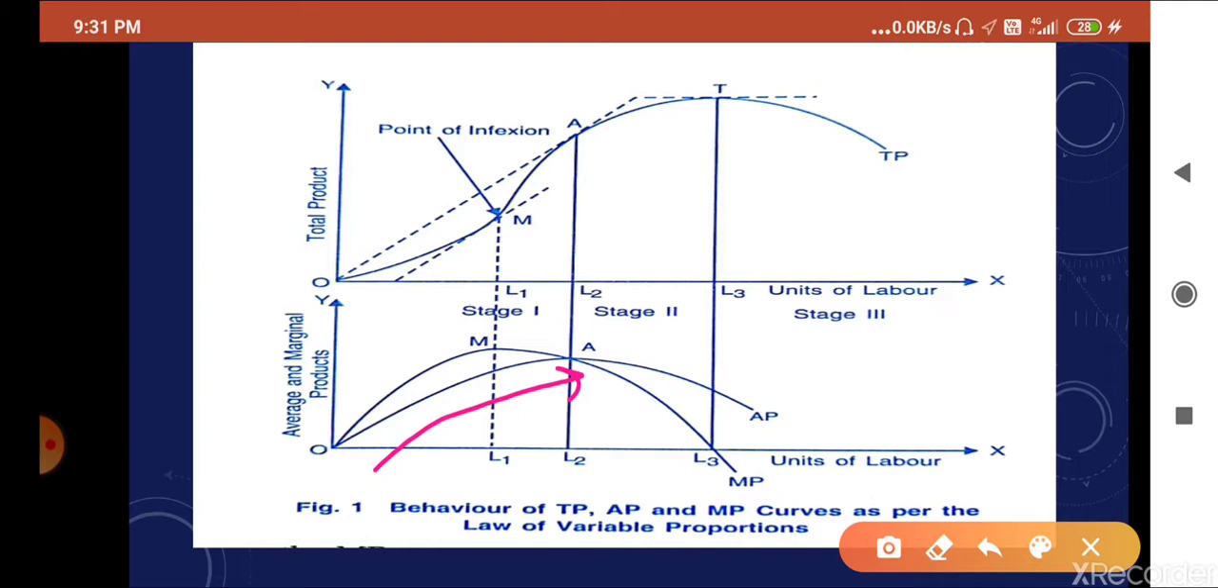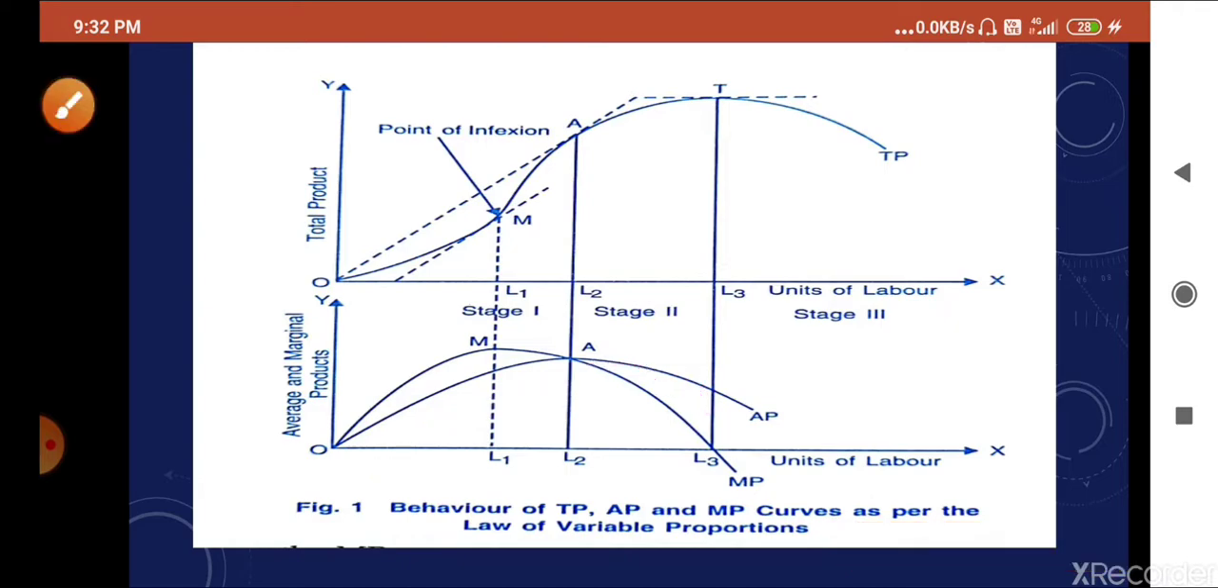It starts declining. And then in the third stage also it is declining, but not negative. AP cannot be negative because production will continue. So AP is increasing in the first stage, in the second stage it is declining, but in the third stage also it is not negative, it continues declining. It is not negative, because if TP is there, it means AP is there. So AP cannot be negative, but MP can be negative, because after maximum utilization of resources, if we do overcrowding, then it may go negative.